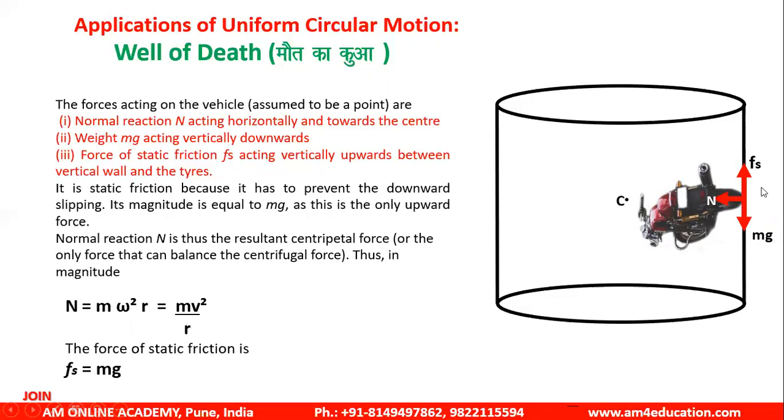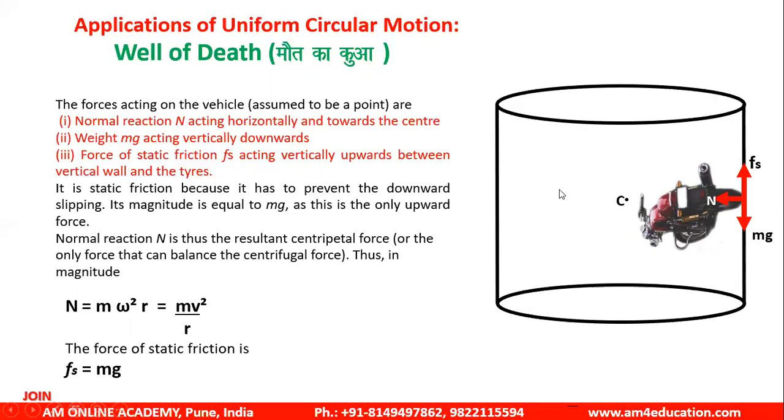Now in this case, the frictional force Fs is pulling the vehicle upward and keeping it in balance. It is balancing mg and keeping the vehicle in the horizontal circle. The normal reaction is capital N, and this normal reaction is nothing but the centripetal force.